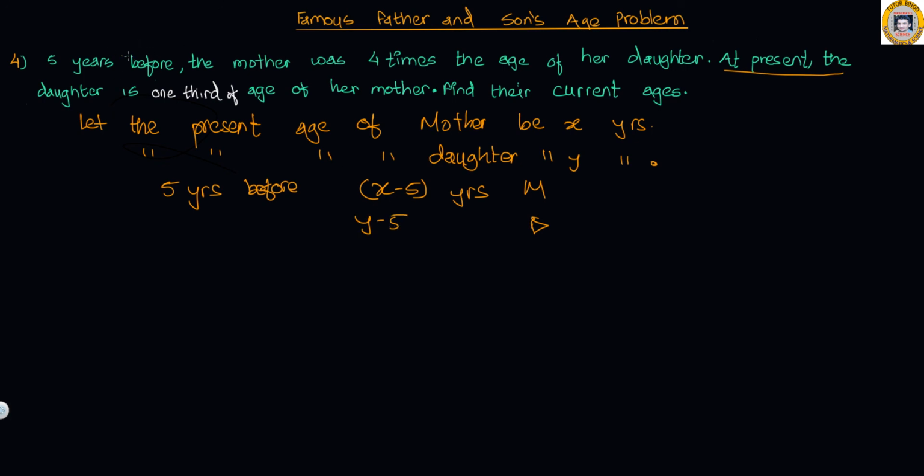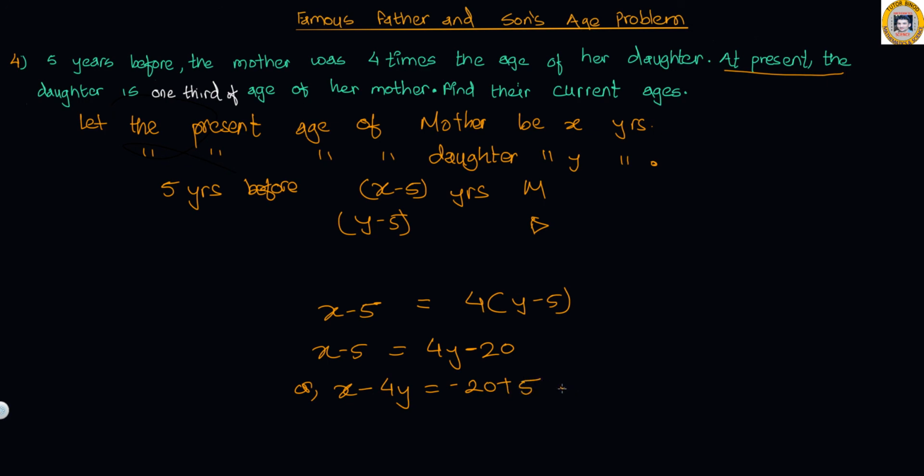minus 5. According to the question, 5 years before, mother, who was x minus 5 years, is 4 times that of daughter. Daughter was y minus 5 at that point of time. So 5 years before, the age of the mother is 4 times that of the age of the daughter at that time. So this will give us x minus 5 equals 4y minus 20, or x minus 4y equals negative 20 plus 5. Therefore x equals, if I solve for x, 4y minus 15. Let me say this is equation 1.